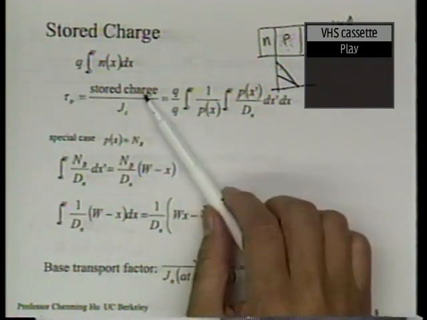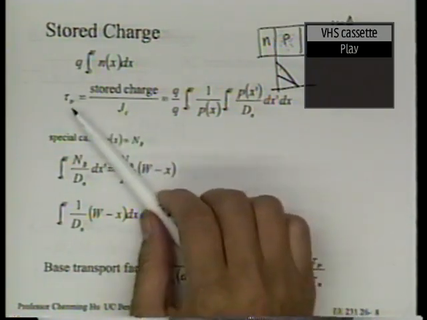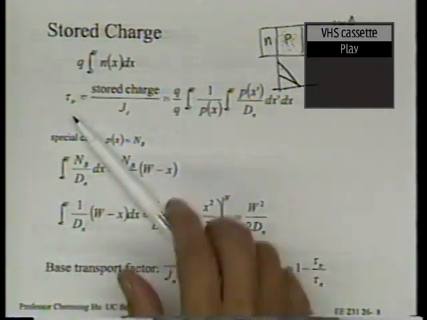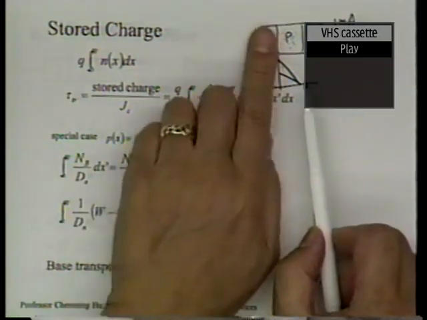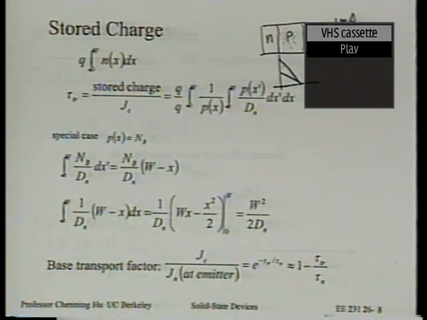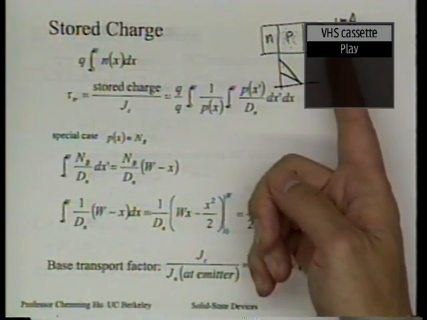If you know the stored charge, you divide that by the current, you get the speed, the transit time. How do you understand that? Well, this is the way to understand that. Suppose you can somehow magically suddenly cut off the injection from the input. Input is the emitter side. You can suddenly cut off that injection from the input infinitely fast. Will the collector current suddenly stop?